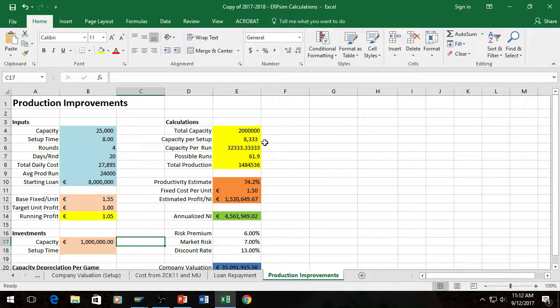Capacity per setup has also gone up. If I have more units I can produce per hour, every hour is now worth more units. I have more runs that I can do. I have more total production. And again, you can see that with that 5-cent drop in the fixed cost per unit, profit has gone up. So if I kept prices the same, we would have an extra 5 cents profit. I'm going to drop that out of there for now.